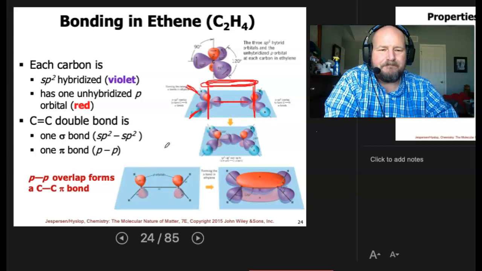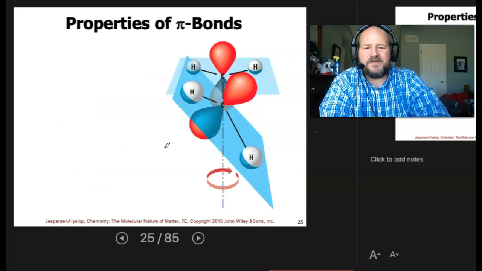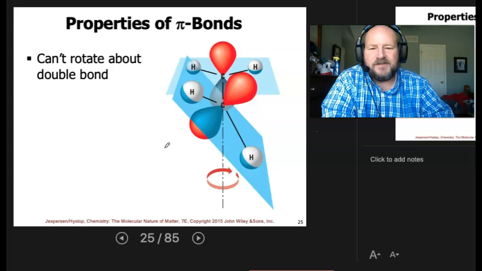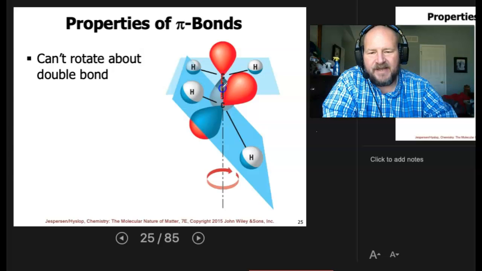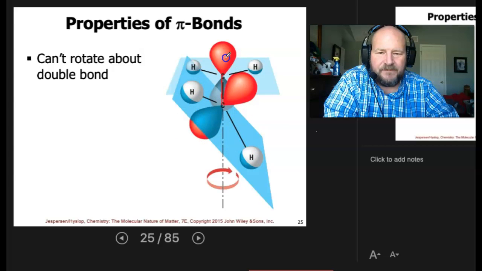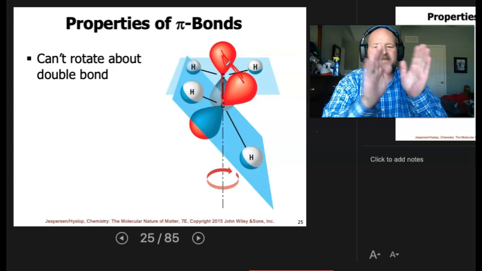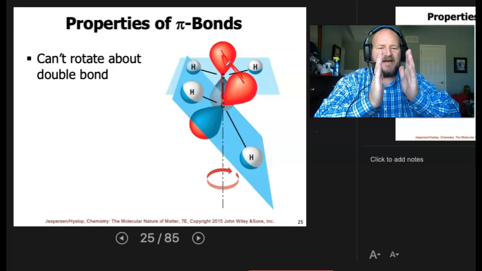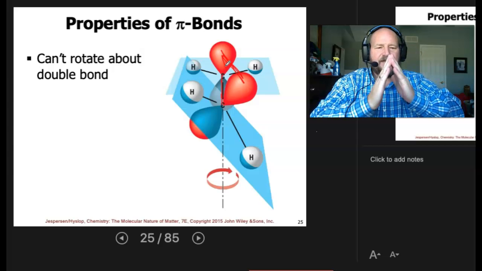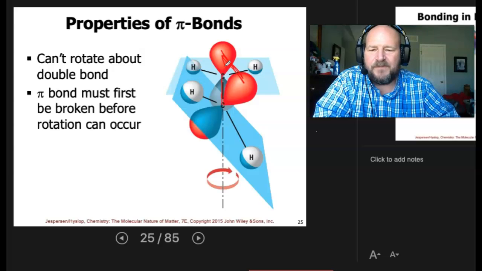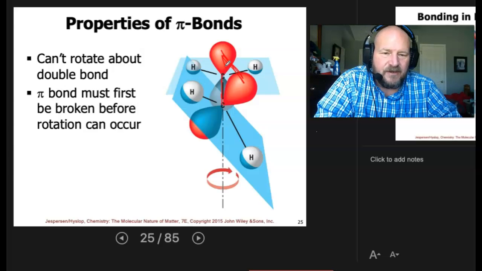Now, some properties of your pi bonds. They can't rotate. Remember, in our sigma bond, that head-to-head interaction, we could rotate about that plane. But for these two to interact, think of it as locking the molecule in. They used to be able to go like this. Now they're locked together because these two are connected, and now they can't. So there's no rotation about that double and triple bond. The pi bond must first be broken before a rotation can occur.